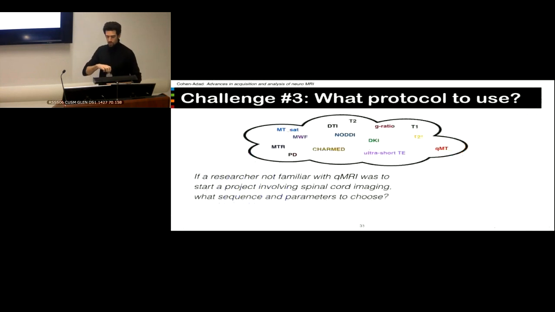Okay, so challenge number 3. There are only 4 challenges. I told you before that there are a lot of QMRI techniques out there. So now imagine that you're going to start a project. Your supervisor asks you, "Oh, can you make a protocol for measuring myelin and axon diameter in 20 minutes?"